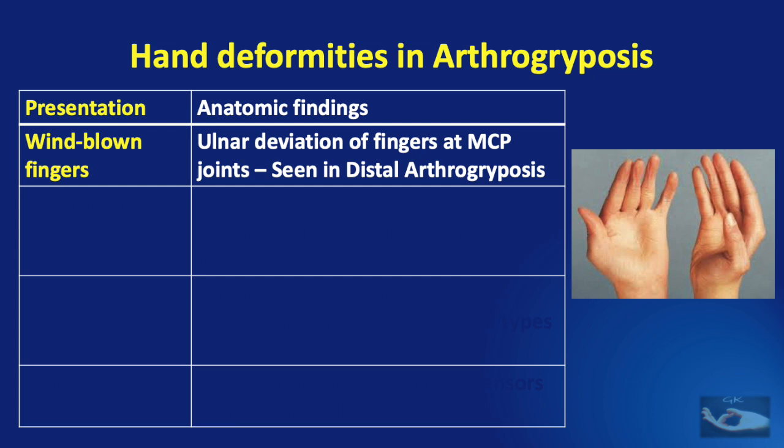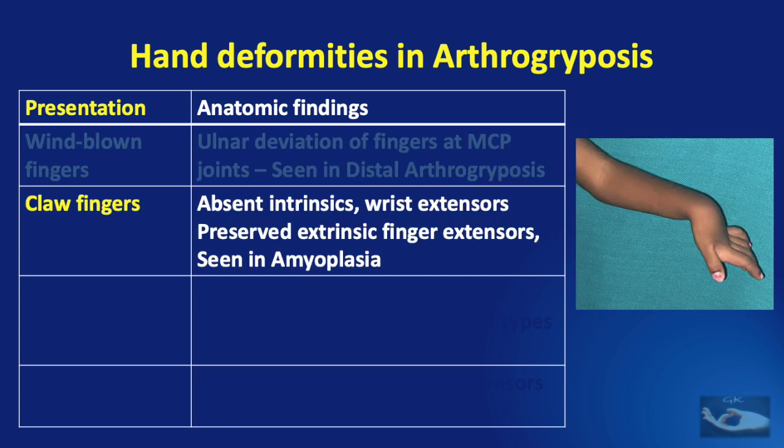Wind-blown fingers is characterized by ulnar deviation of fingers at the metacarpophalangeal joints, and this is usually seen in distal arthrogryposis conditions. Claw fingers are characterized by absent intrinsics and wrist extensors. So because the extrinsic finger extensors are preserved, there is a hyperextension at the metacarpophalangeal joint, as we have just seen in an example. This type of presentation of claw fingers is characteristic in amyoplasia type of arthrogryposis.